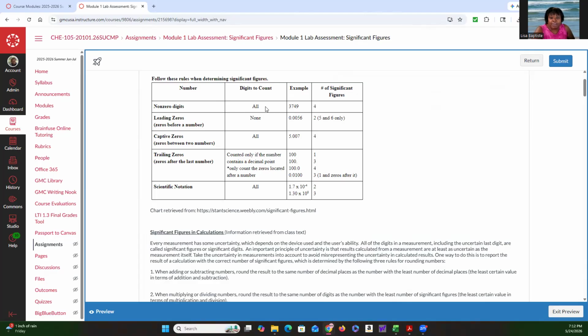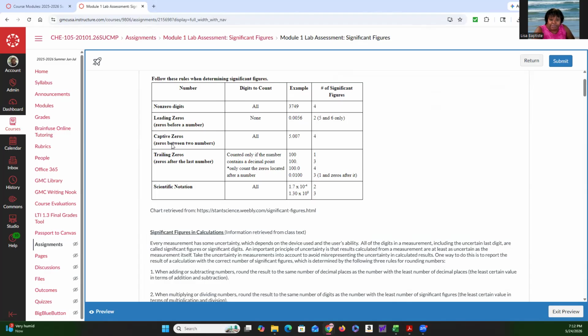All right, so non-zero numbers, they're always significant. So 3749 has four significant figures. Our leading zeros, these are zeros before a number. They are not significant, so there's no digits to count. So 0.00056, these three zeros are not significant. What we call these zeros, we call them placeholders. So the value is important because they are placeholders, but when we're talking about rounding our final answer, we do not count these. So we only count the 5 and the 6. So we would have two significant figures.